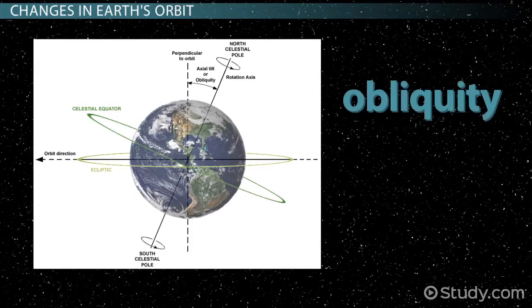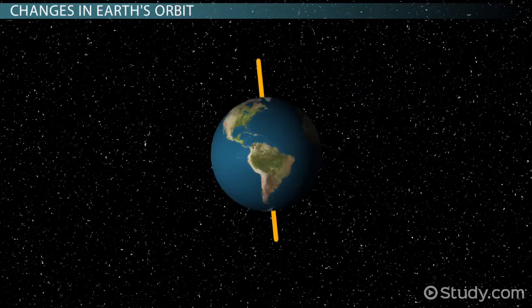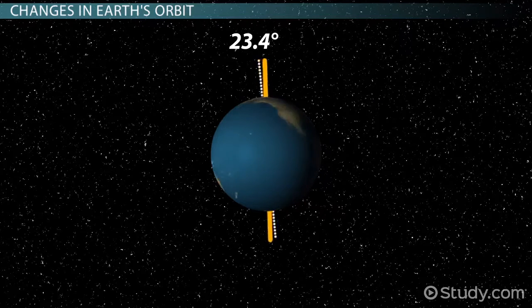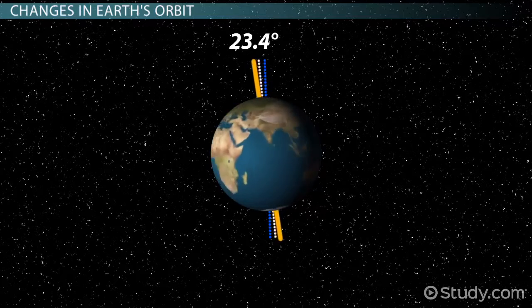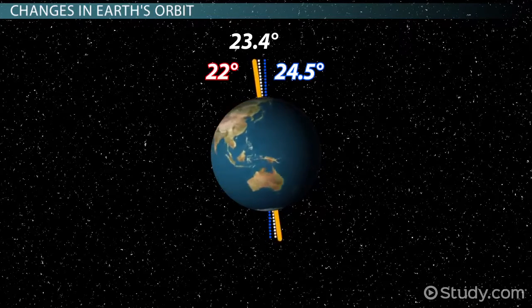The Earth's obliquity refers to the angle of Earth's tilt on its rotational axis. Currently, the Earth is tilted at 23.4 degrees from straight up and down. Over a time period of 41,000 years, this angle travels from 22 degrees to 24.5 degrees.